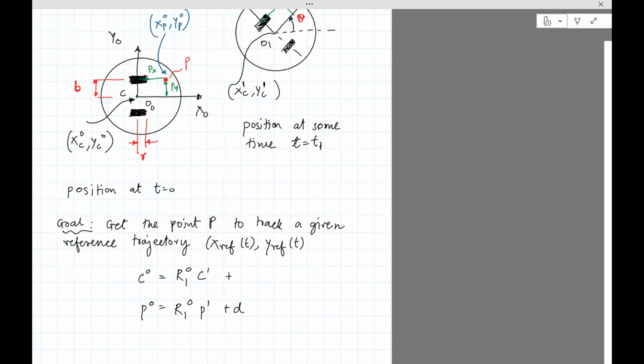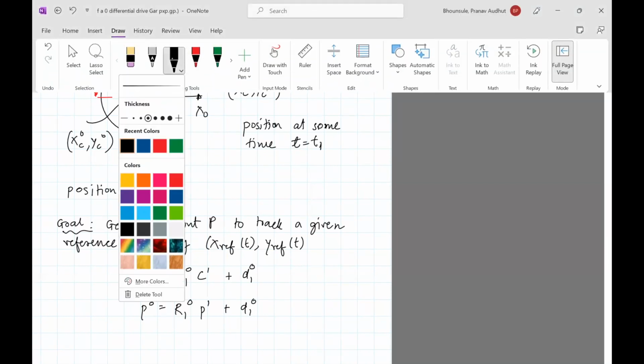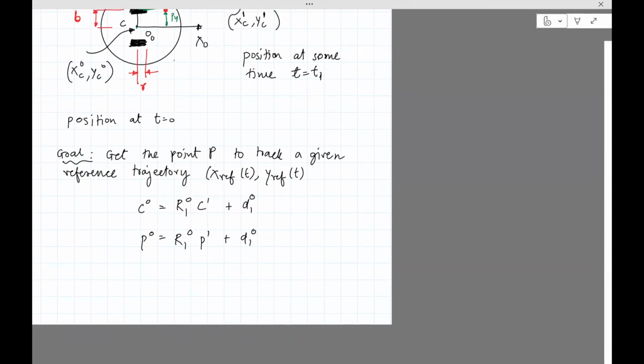Okay, so there is also a translation component to it, the same O10 offset. But the point is, you don't really need to write that, because I'm going to take the difference, so that will actually drop out. If I take the difference, P0 minus C0 actually, I'm subtracting this minus this, so we'll get R10 times P1 minus C1. So that translation basically drops off. It doesn't really matter.